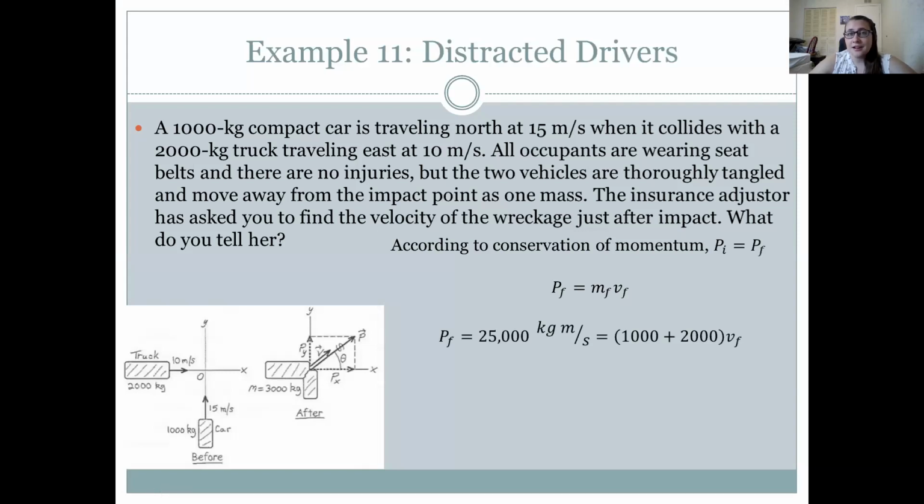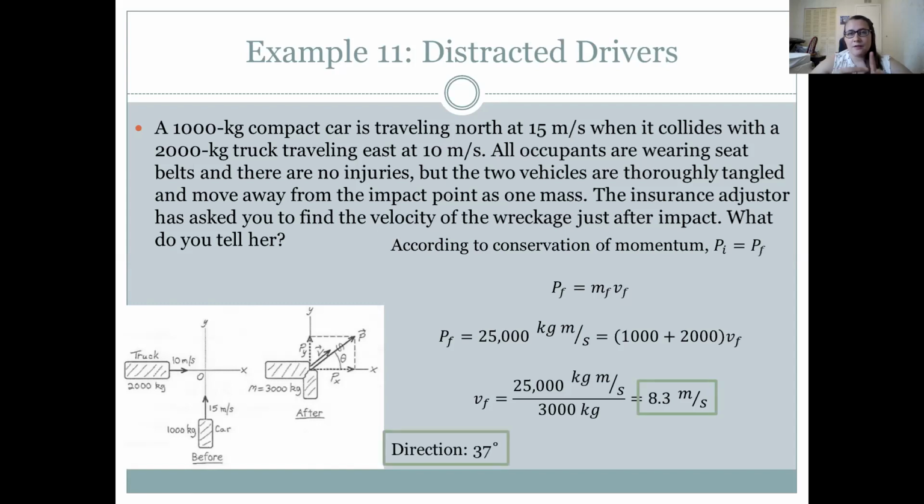So if, according to conservation of momentum, initial momentum equals final momentum, then our final momentum is 25,000 kilogram meters per second. And since they're thoroughly tangled and moving together as one mass, our final mass is 3,000 kilograms, right? 2,000 from the truck plus 1,000 from the car is 3,000 kilograms for our final mass. So now we just need to find our final velocity. So that's 25,000 divided by 3,000, or 8.3 meters per second. And again, the direction is 37 degrees. We found that on the previous slide.